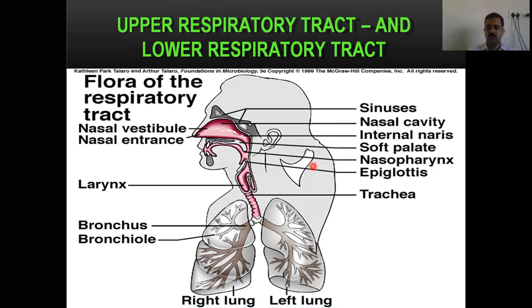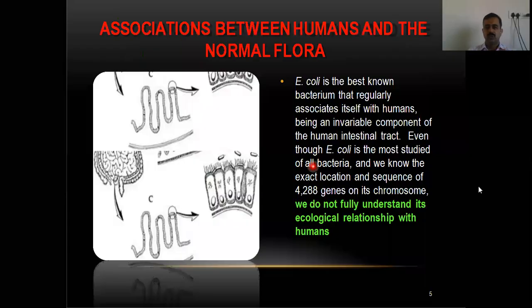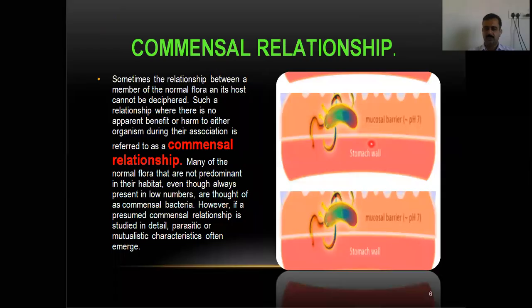Okay. Now, moving further. Now, E. coli: how E. coli actually infects or resides inside the human body. E. coli is the best known bacterium that regularly associates itself with humans, being an invariable component of the human intestinal tract. Basically, E. coli lives inside the intestinal tract. Even though E. coli is the most studied of all bacteria, and we know the exact location and sequence of 4,288 genes on its chromosome, we do not fully understand the ecological relationship.